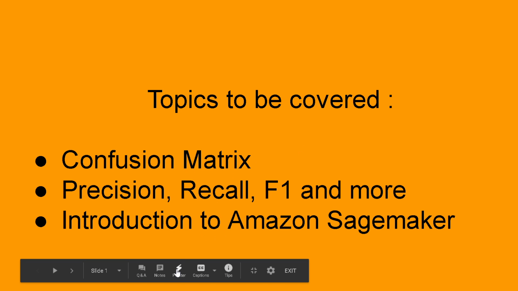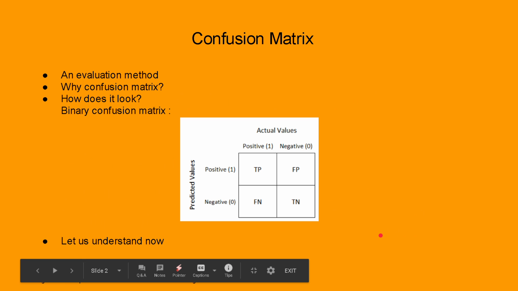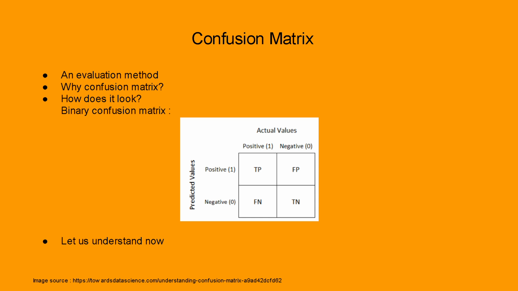Now we will talk about some evaluation methods for the ML models and a brief introduction to Amazon SageMaker. Okay, the first one, the confusion matrix. It is one of the evaluation methods as we said before. Why do we require it? Because sometimes accuracy doesn't tell the whole story of how the ML model is performing. So we will discuss how it is helpful and dive into it in the next slide.